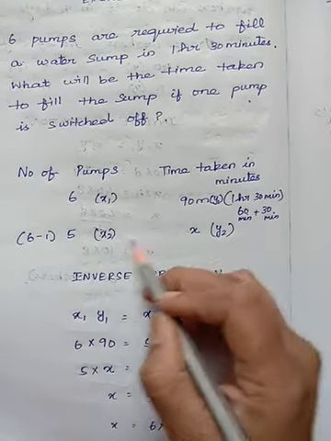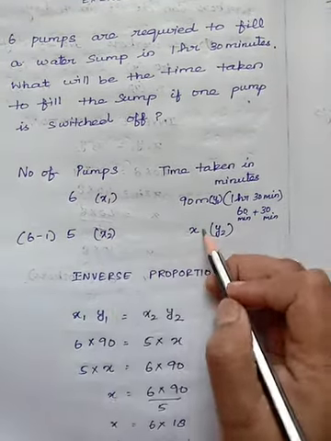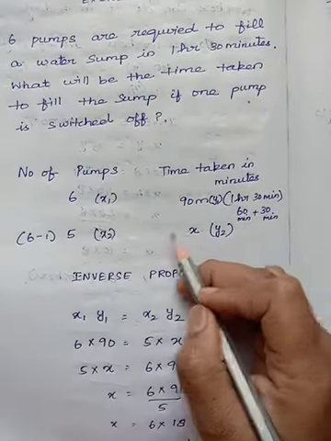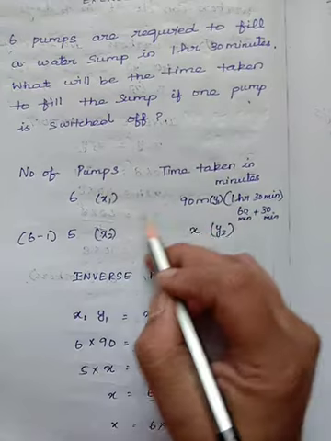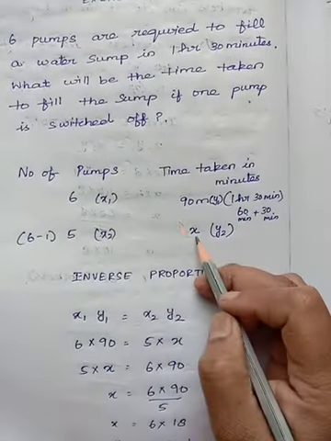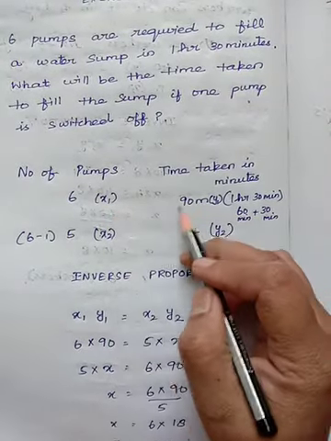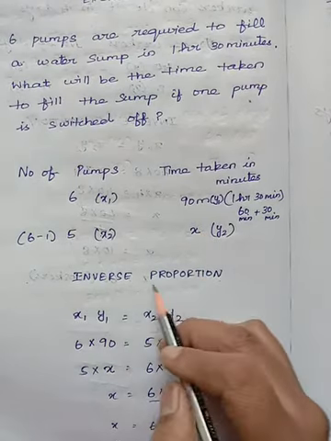But it is not a direct variation. In direct variation, less pump means less time, more pump means more time. Here, more pumps will finish it soon, fewer pumps will take more time. So it is inverse proportion.